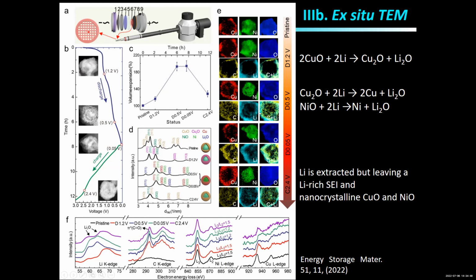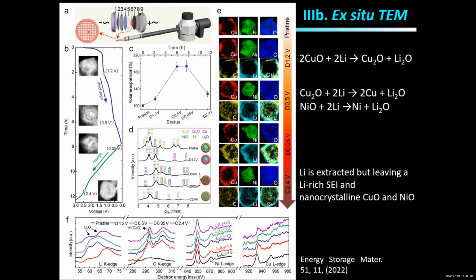I will skip the detailed characterization results. Basically, it shows that at 1.2 volts, the lithium will first accumulate at the surface and reduce the cobalt oxide to Co2O, and the lithium will be oxidized to lithium oxide. If we further lower the voltage, then all the oxides will be reduced to the metallic phase. And if we go in the opposite direction, lithium can be retracted from this core-shell structure, leaving a lithium-rich SEI layer and also nanocrystalline cobalt and nickel oxide.